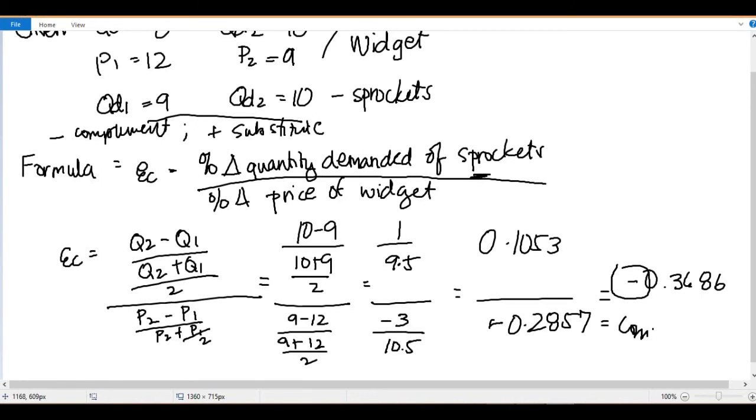Pag negative siya ay complementary. Gaano siya ka-complementary kay sprocket kay widget? Ito yon, 0.3686. We know that negative infinity is for perfect complements. So, hindi siya pumasok sa negative infinity but 0.3686, that's the value of gaano siya ka-complement kay widget and sprockets. I hope you get it. Ganun lang po ang cross-price elasticity. Okay, that ends number 4.